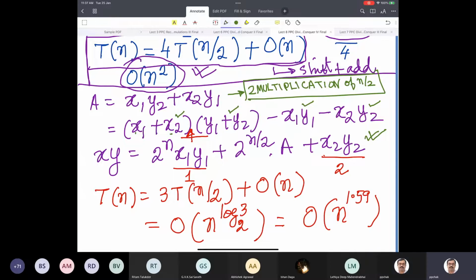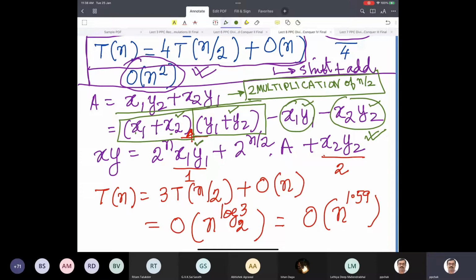x1 y1 I will get here, x2 y1 I will get, x1 y2 2x1 y2 and x2 y1. By combining all of this together, I see that instead of doing 4 different multiplications, I do 1 multiplication here, 1 multiplication here, and 1 multiplication of these two sums.